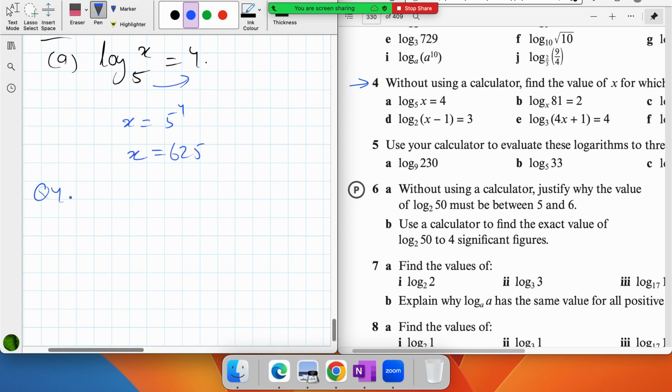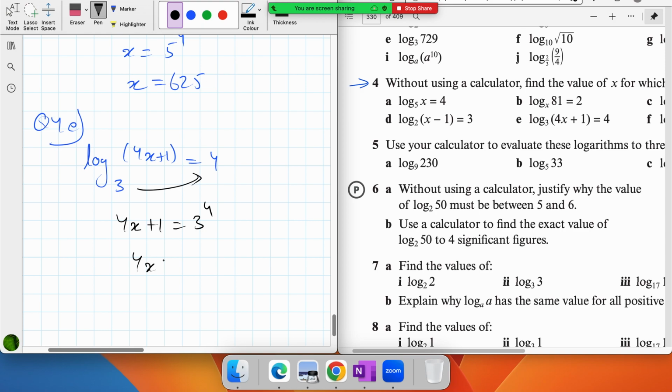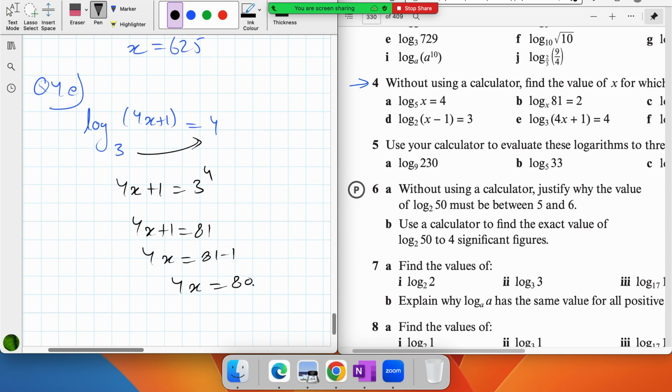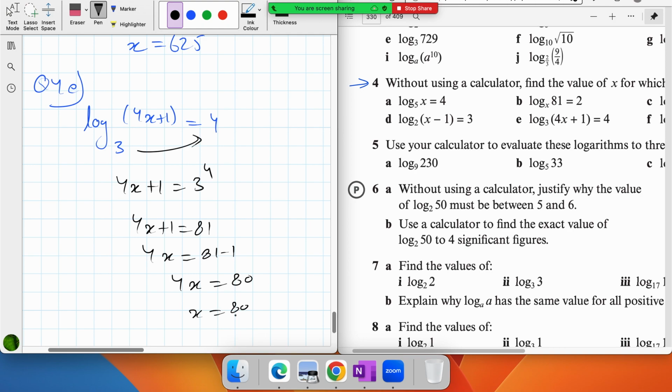Look at question number 4, E part. It says log of 4x plus 1 to base 3 is equal to 4. So changing it into index form makes it 4x plus 1 is equal to 3 raised to power 4, and 3 raised to power 4 is 81. So 4x plus 1 is equal to 81, 4x is equal to 81 minus 1, 4x equals 80, and x is equal to 80 by 4, that is 20.